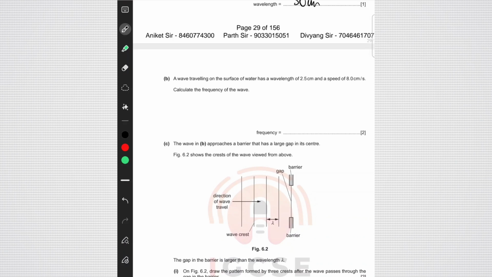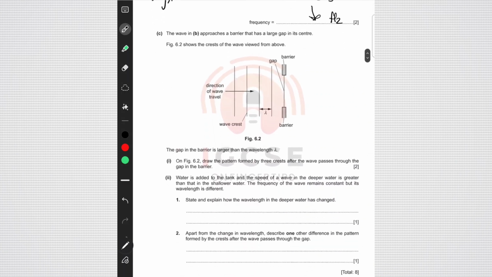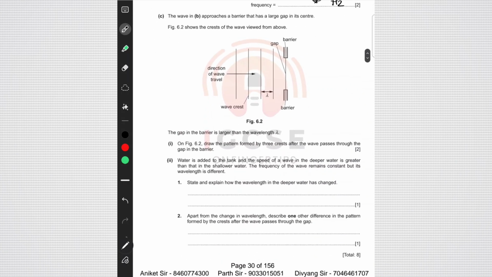Then you have a wave traveling on the surface of water with a wavelength of 2.5 centimeter and a speed of 8 centimeter per second. Calculate the frequency of the wave. So you have v is equal to f lambda, right? This is centimeter per second, so no need to convert. So we have f is equal to 8.0 upon 2.5, and copy down your answer here. Write hertz as the unit. Do not forget to write units.